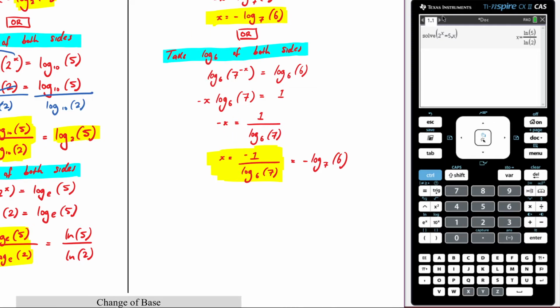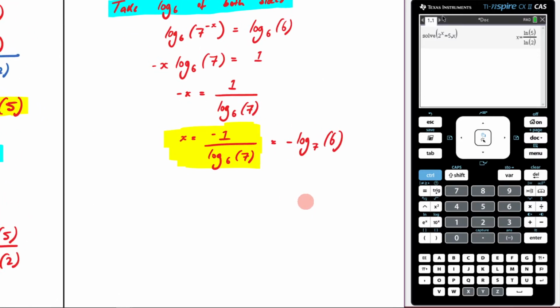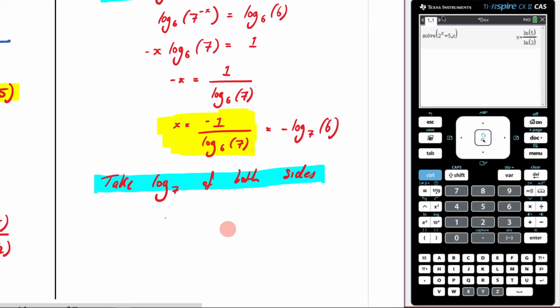Let's talk about one more way that we could take the log of both sides. What if instead of taking the log of base 6, we took the log of base 7? Let's see what happens in this scenario here. So I'm going to take the log base 7 of both sides. All right, let me highlight that in blue. All right, let's see what happens when we do this. Okay, so I'm going to get log base 7 of 7 raised to the negative x is equal to log base 7 of 6.